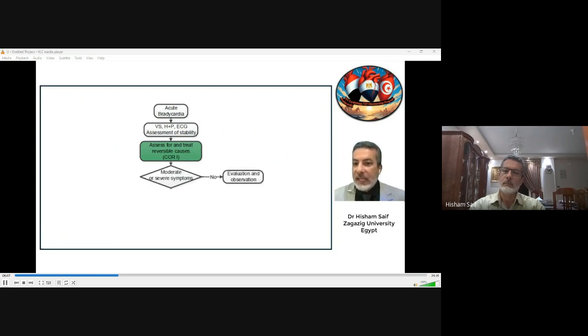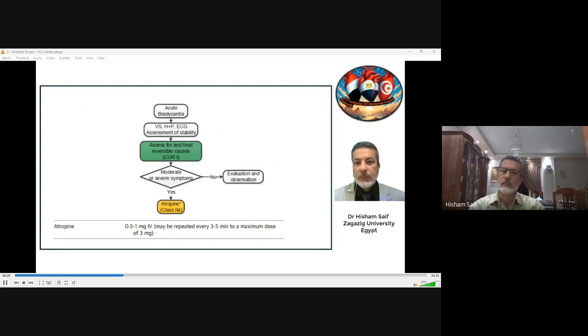If you don't find any immediate actions to be taken in the ER and the patient is stable, transfer the patient to intensive care for monitoring and continuous evaluation, without the need to implant a transvenous pacemaker. If the patient is unstable, start by administering atropine, except in cases of heart transplantation, as atropine, of course, will not work on a denervated heart. The initial dose of atropine is 0.5 to 1 milligram, which can be repeated every 3 to 5 minutes up to a maximum dose of 3 milligrams.